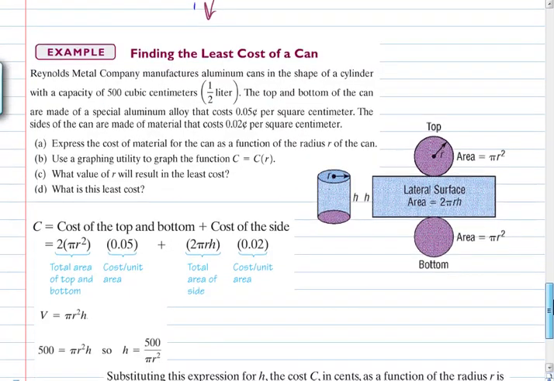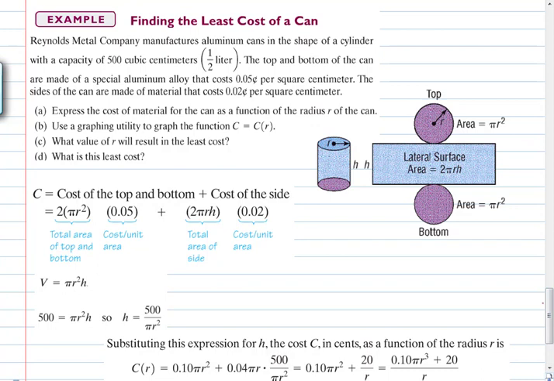Alright, the last example is how to minimize the cost of producing a can. We're told that the Reynolds Metal Company manufactures aluminum cans in the shape of a cylinder with a capacity of 500 cubic centimeters, which is a half a liter. The top and bottom of the can are made of a special aluminum alloy that costs a nickel per square centimeter. The sides are made of an alloy that costs 2 cents per square centimeter. So what we want to do here then in part A is express the cost of the material for the can as a function of the radius of the can.